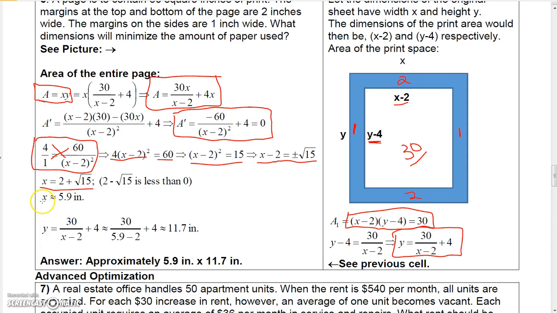So that's about 5.9 inches, and that's the X value, or the width of the paper. Then to get the height of the paper, you just plug in this value. You have 30 over 5.9 minus 2 plus 4, and that's going to give you the height of the paper, which is about 11.7 inches.